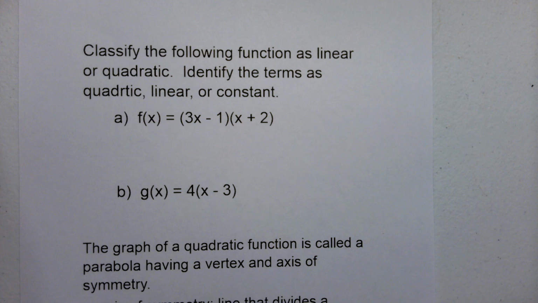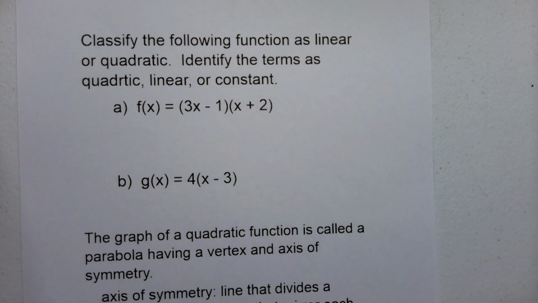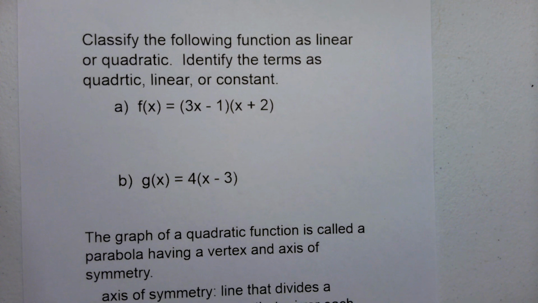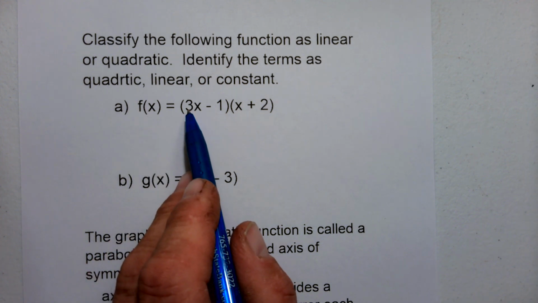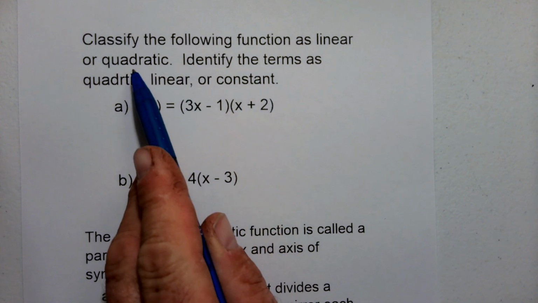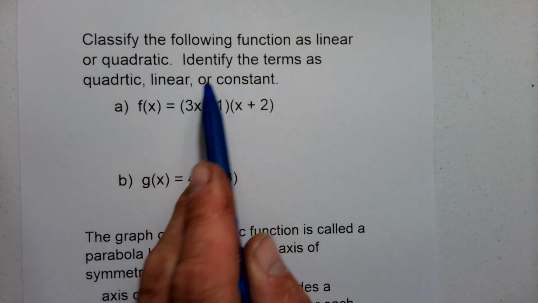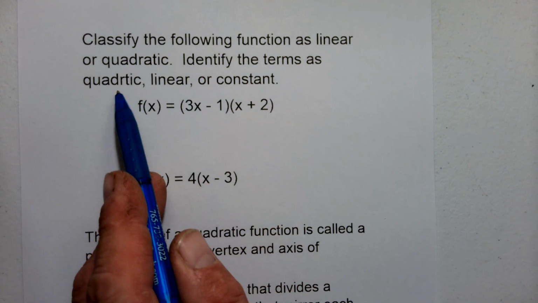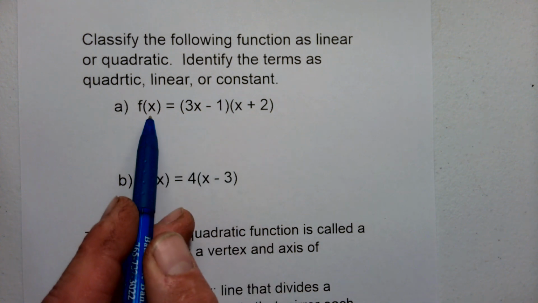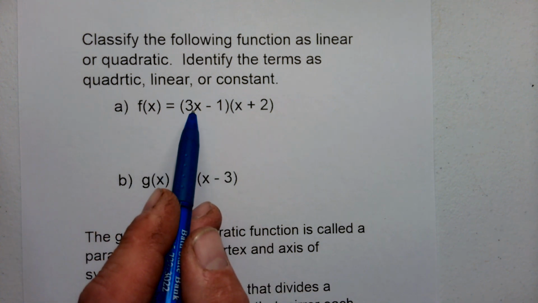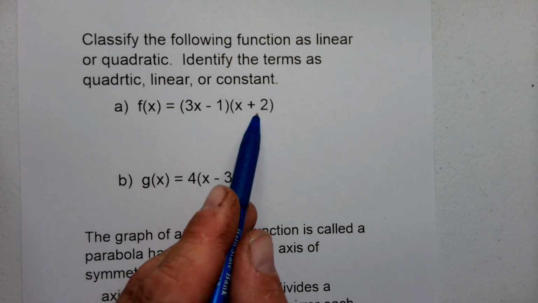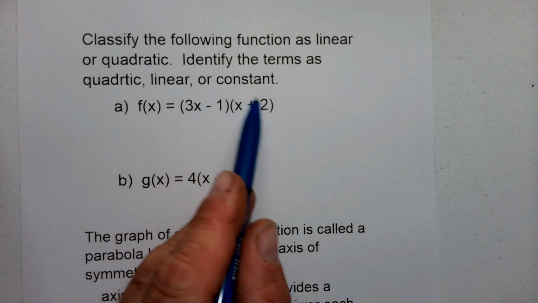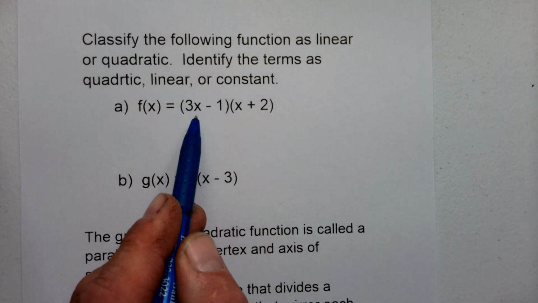So as we identify and classify polynomials or functions as quadratic, we want to first be able to expand out the function. So if I look at a, we want to be able to identify it as a linear or a quadratic function, and then identify each of our terms as being quadratic, linear, or constant. So if we look at f of x, we see it's the quantity of 3x minus 1 times the quantity x plus 2. It looks like it's linear because we don't have the x squared term.